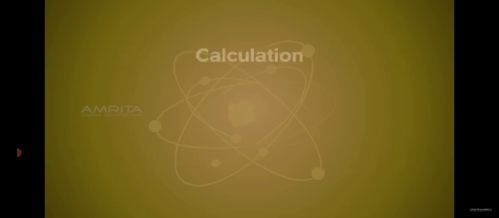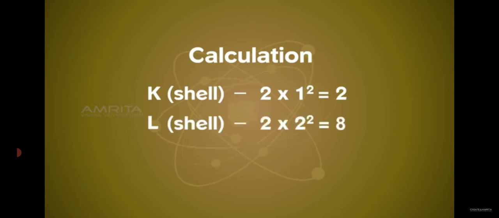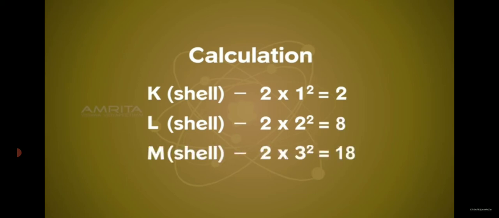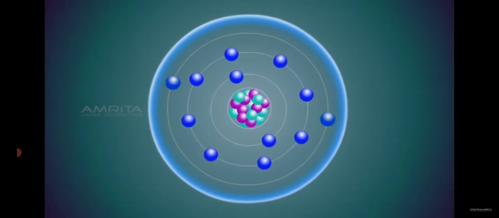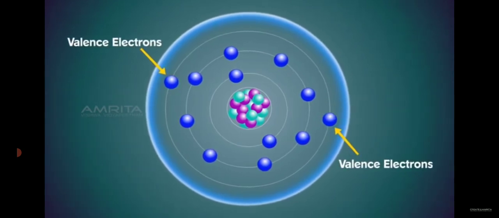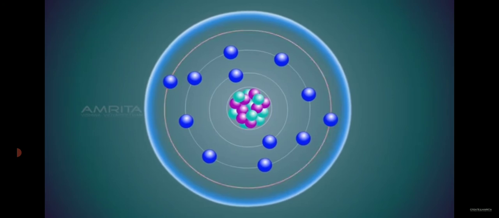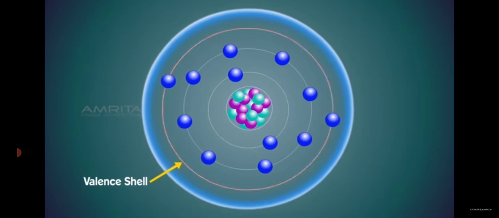The first orbit or K shell can have 2, the second orbit or L shell can have 8, the M shell has 18 electrons and the N shell has 32. The electrons present in the outermost shell of an atom are called valency electrons. This is very important. The shell which valency electrons occupy is called the valency shell.